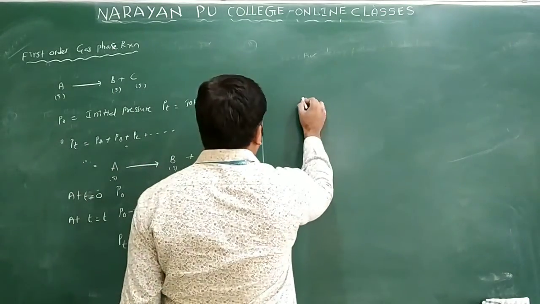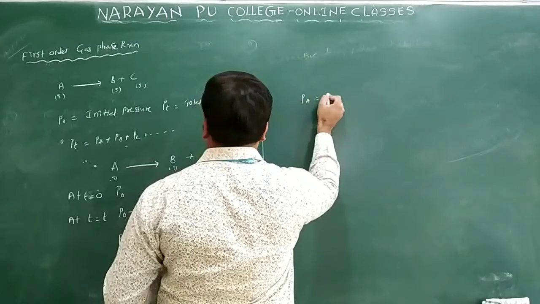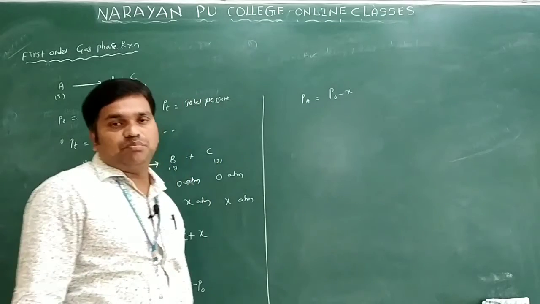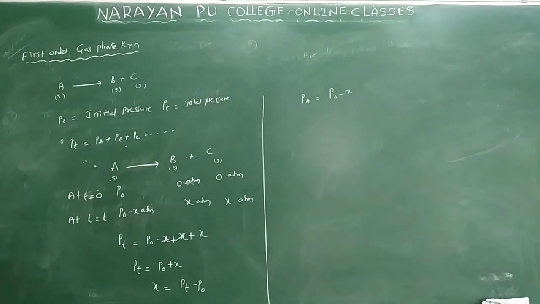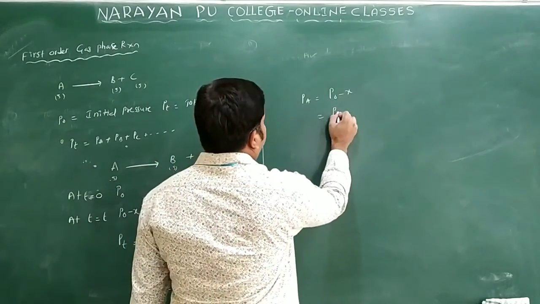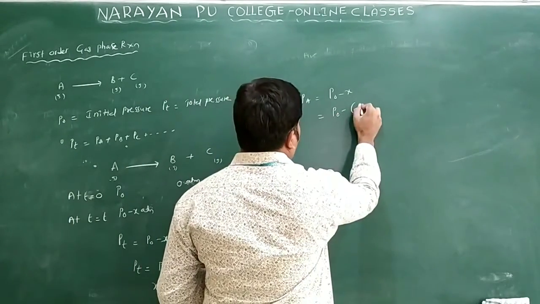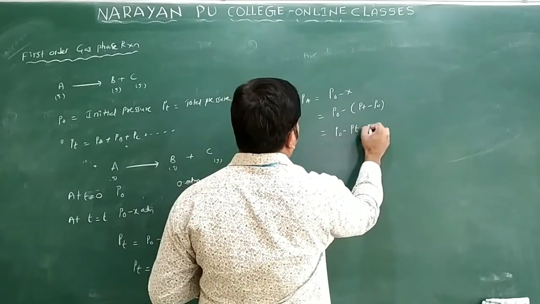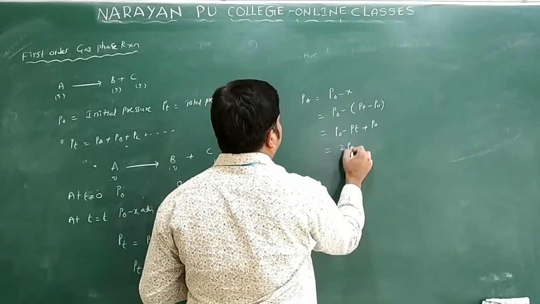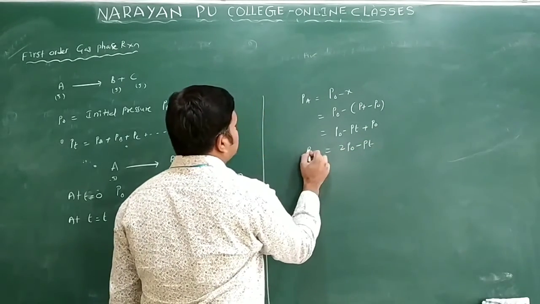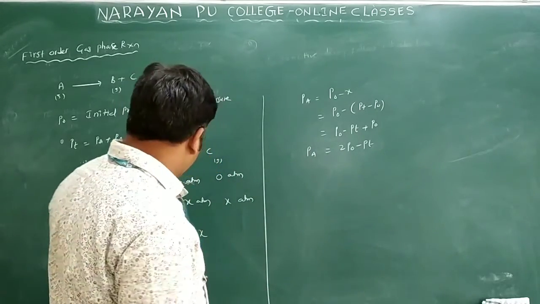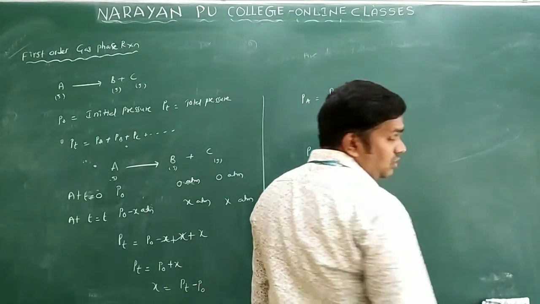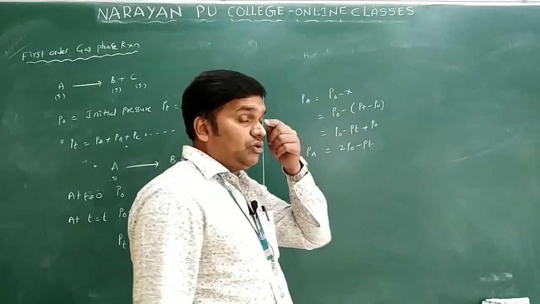So you already know PA is equal to P naught minus x. We want to substitute the value of x in this case. So this is P naught minus the x value, which is Pt minus P naught. You get P naught minus Pt plus P naught. Then what will you get? You will get 2P naught minus Pt. So Pa is 2P naught minus P total.